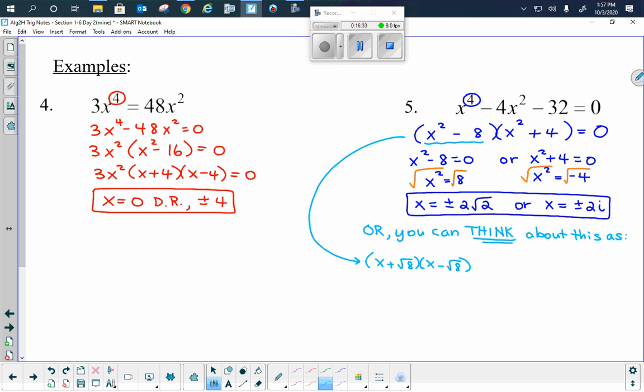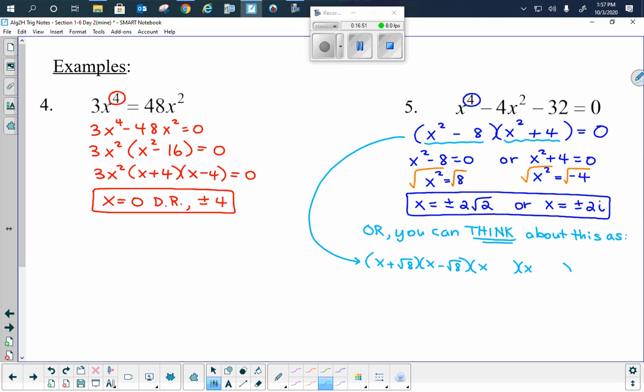And likewise, if you want to think of it this way, you could take this factor right here, which we said sums of squares don't factor unless you have imaginary numbers. Well, the square root of x squared would be the x in the front of each.